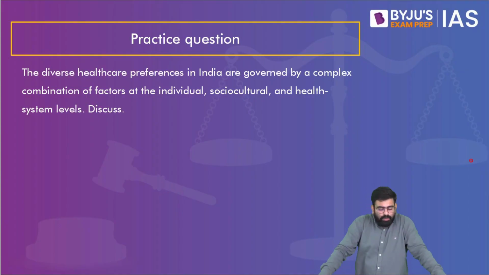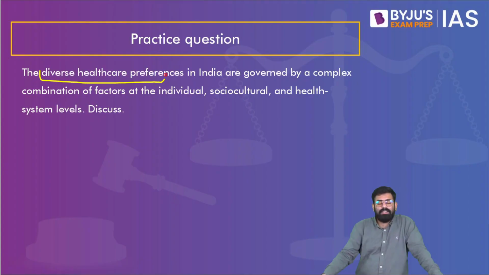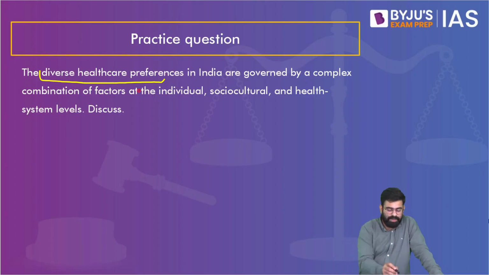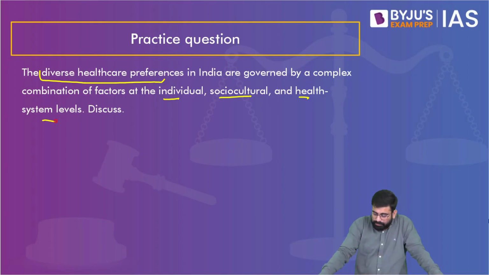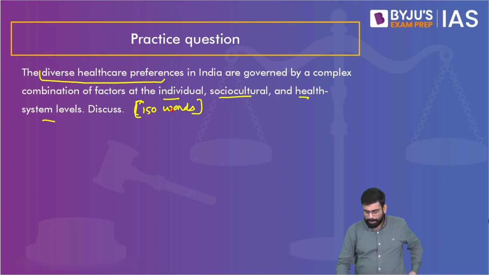Okay, moving to the next question. Now, I have not provided the answer for this question. This is something that we'll discuss and you would have to write on your own. So: diverse healthcare preferences in India are governed by a complex combination of factors at the individual, socio-cultural, and health system levels. And we have to discuss this. You can write this in 150 words. That'll be sufficient. Okay, now think about this.